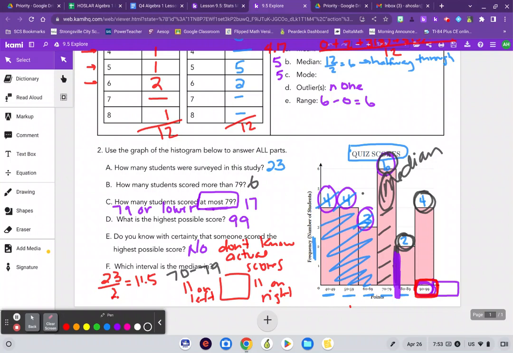Okay, so we are going to go ahead and use this Explorer to help us with the 9.5 lesson. I will do a second video for the 9.5 lesson. I just wanted to make sure that you had something to relate to when it comes to building the frequency table, finding these measures of center, and interpreting these histograms.